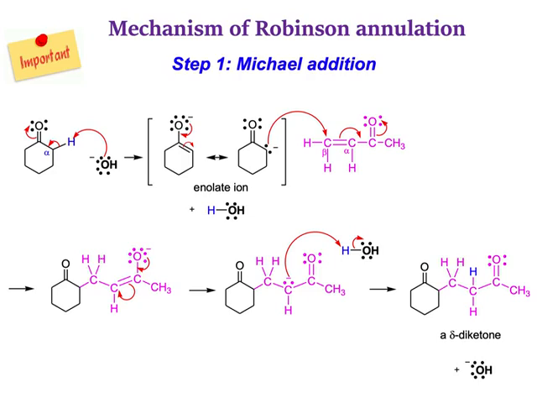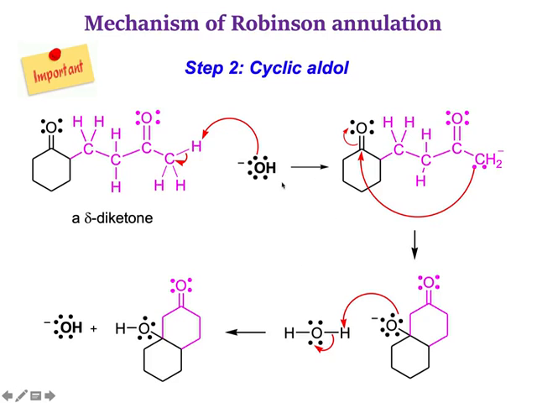Okay, so please memorize the mechanism of Robinson annulation. I repeat again, the steps are Michael addition combined with the aldol reaction, and lastly the end product is from dehydration. Okay, first step Michael addition, you must have the Michael addition. Next step is cyclic aldol, and lastly is dehydration. Why cyclic aldol? Because of Robinson annulation.